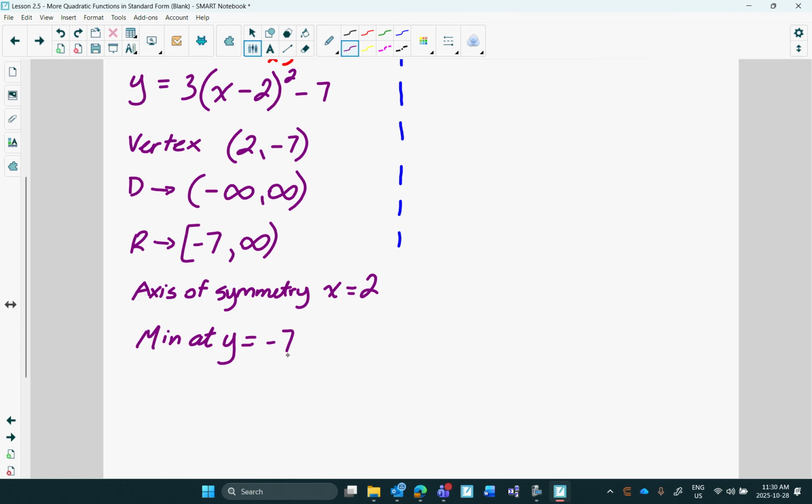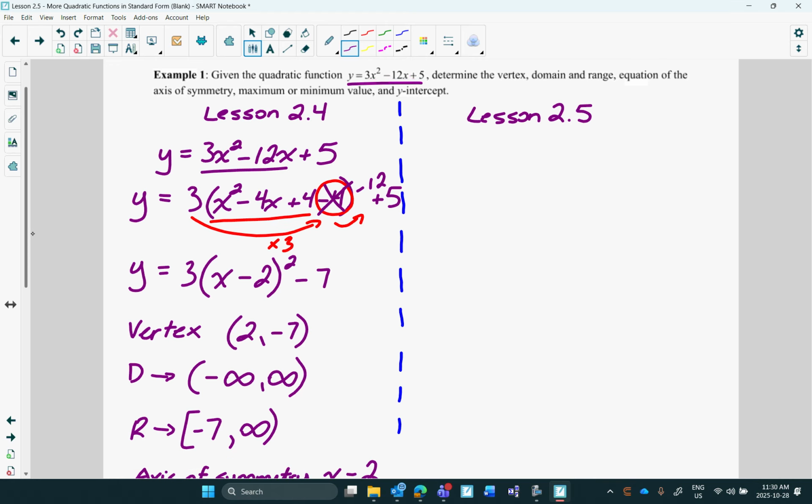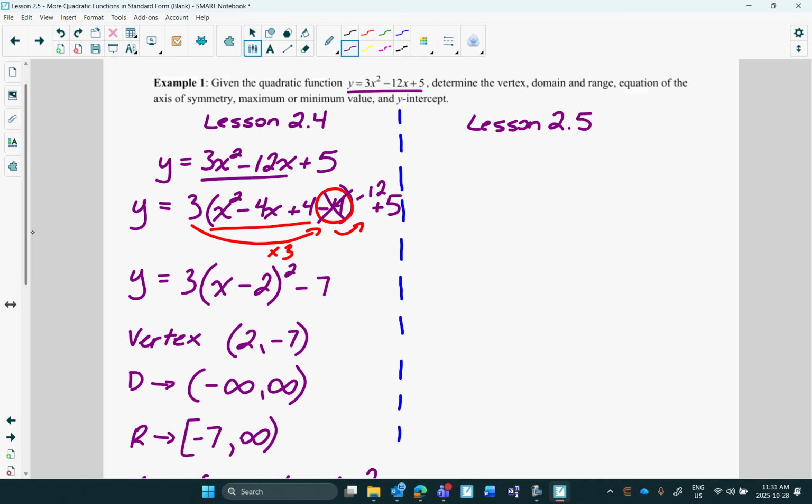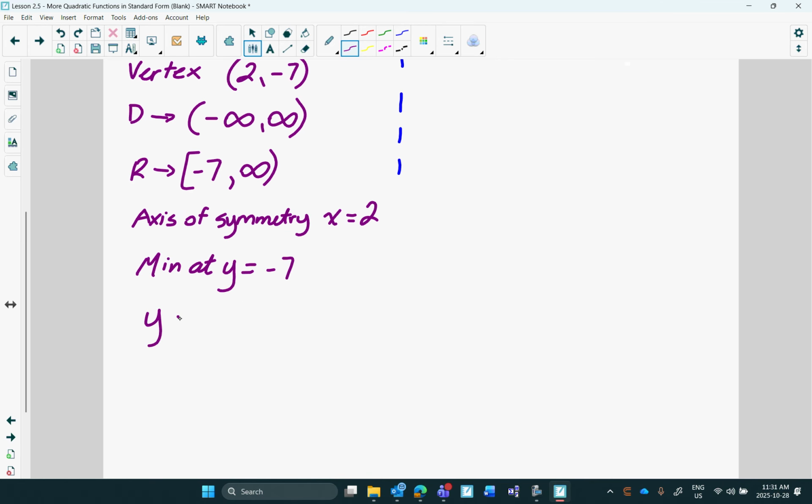And then finally, I believe finally, yeah, the y-intercept. Well, you can find the y-intercept by plugging 0 into here and calculating it all. But it might be easier to find the y-intercept in standard form. Why? Because this becomes 0, this becomes 0, and you're left with +5. So it's actually easier to find the y-intercept in standard form than it is in vertex form. Right? Okay.